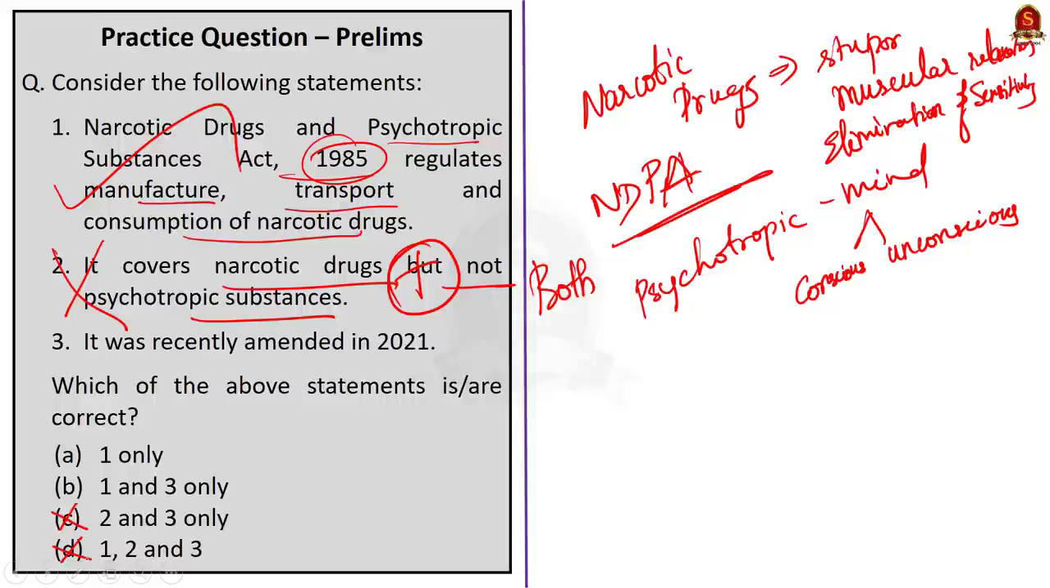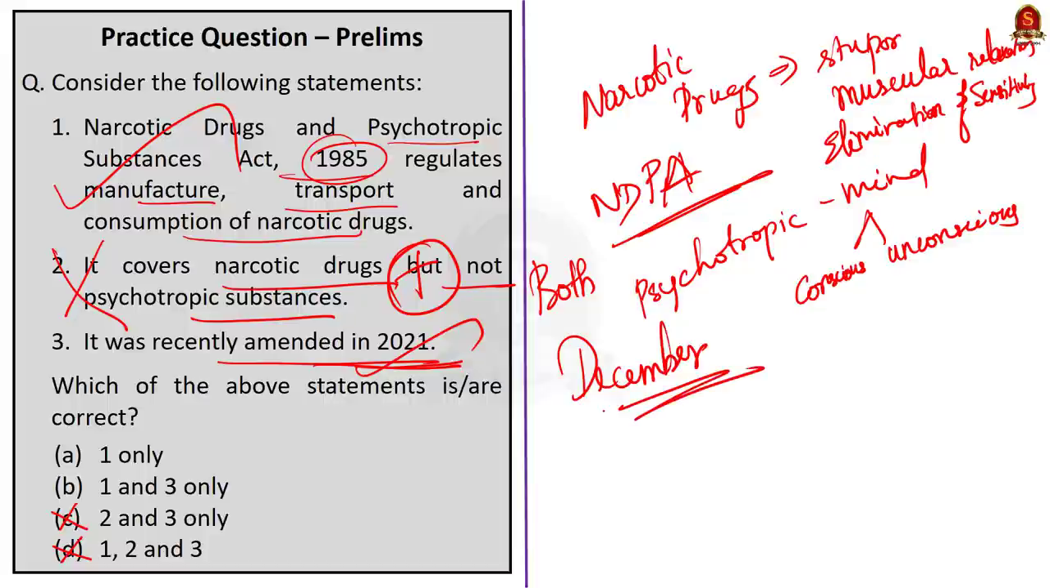Okay. Now moving on to the third statement. It says it was recently amended in 2021. Yes, this is correct because it was amended in the month of December 2021. Okay. So your answer here will be option B, 1 and 3 only.